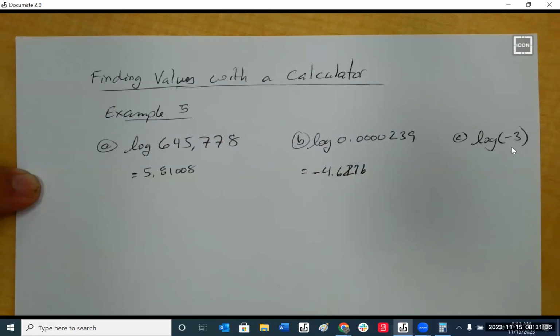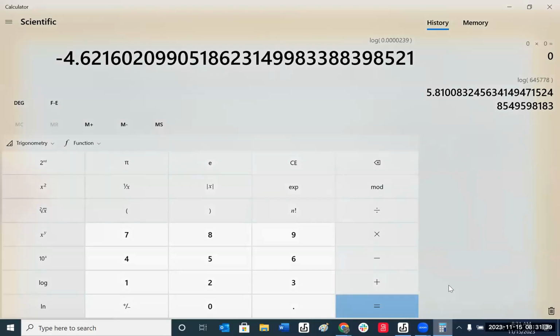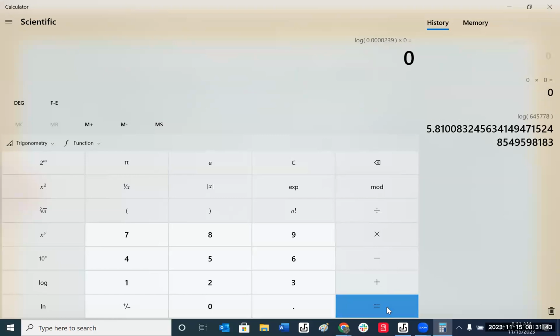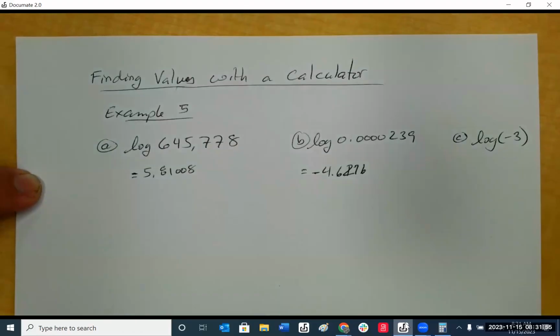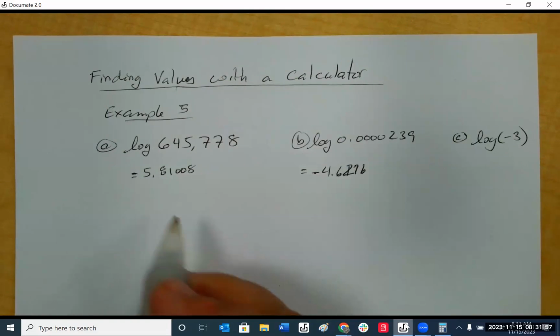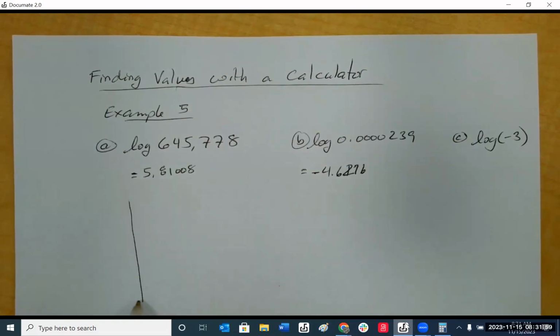So log base 10 of -3. This will be interesting. So let me multiply it by 0. Now I take -3 and take the log of it. Invalid input. Why do we have an invalid input? Because remember, they were inverses.